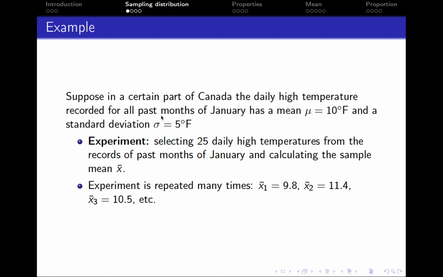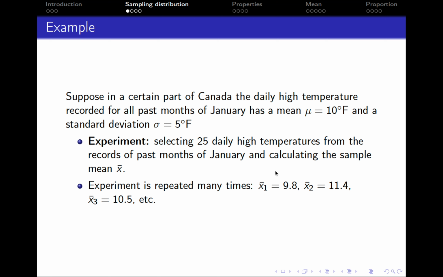Let's assume that an experiment is conducted, and this experiment involves selecting 25 daily high temperatures from the records of past months of January and calculating the sample mean. So out of this record of all past months, randomly 25 months are selected, and the average high temperature is calculated. And let's also assume that this experiment is repeated many times.